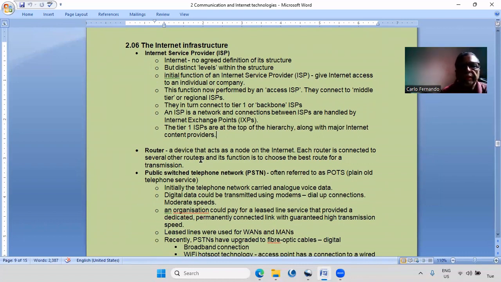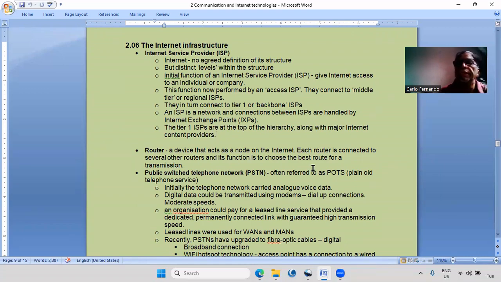Router, another term commonly used. A router is a device that acts as a node on the internet. On the internet, before the PC is visible, the router is the node. From the router only, the PC is connected. Each router is connected to several other routers, and its function is to choose the best route for a transmission.